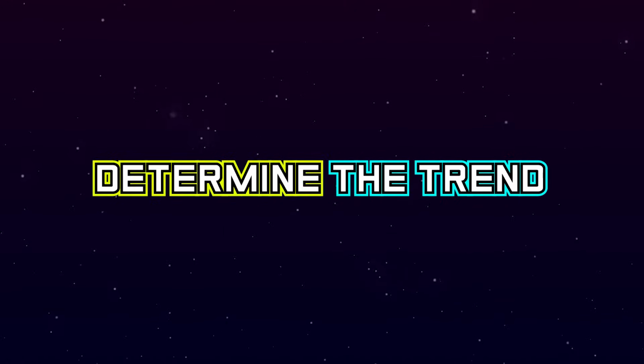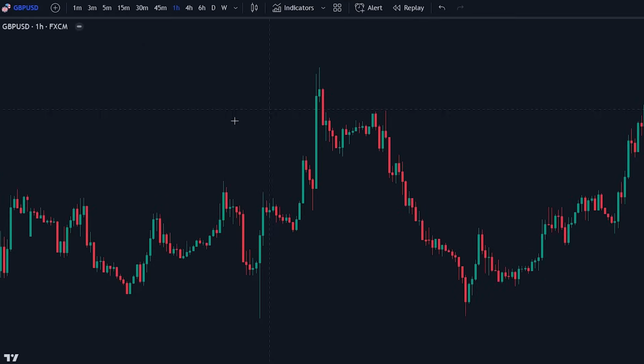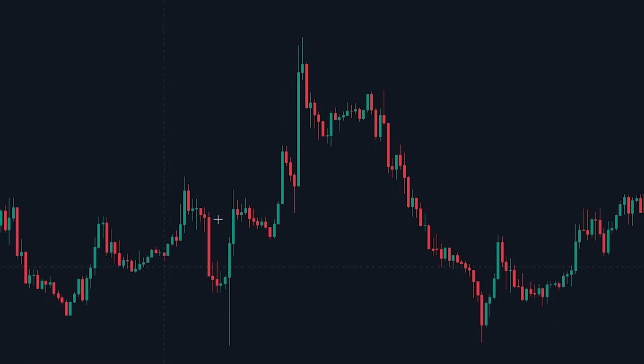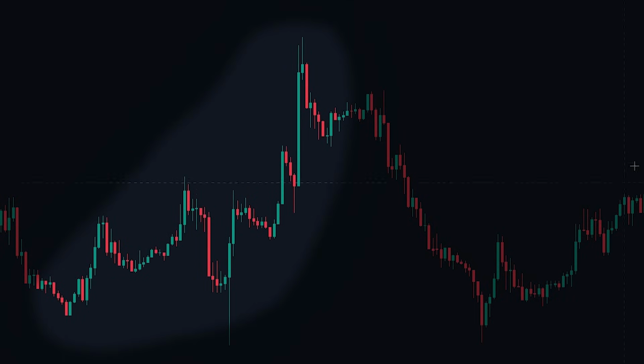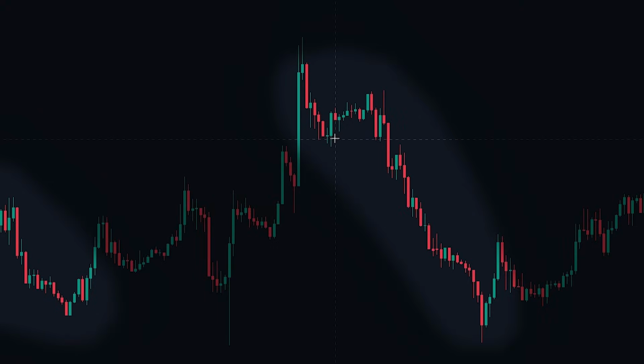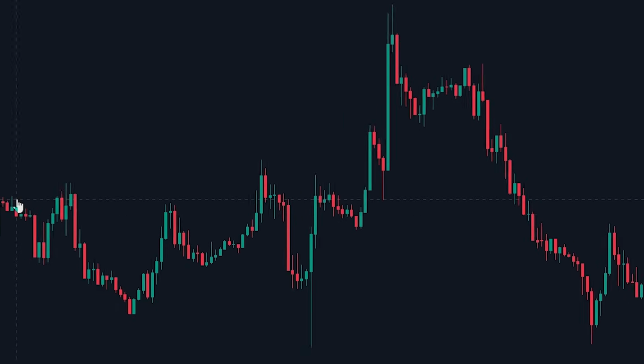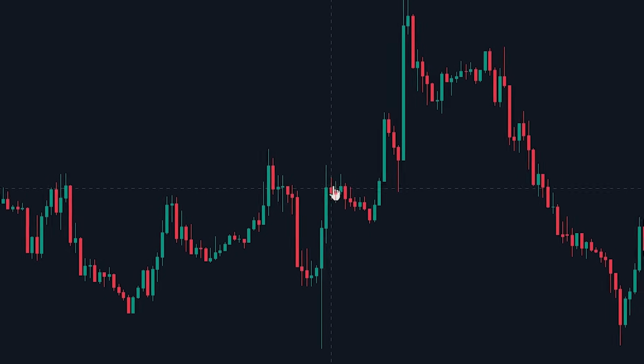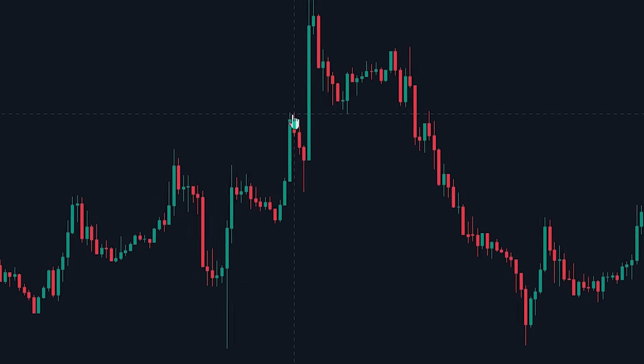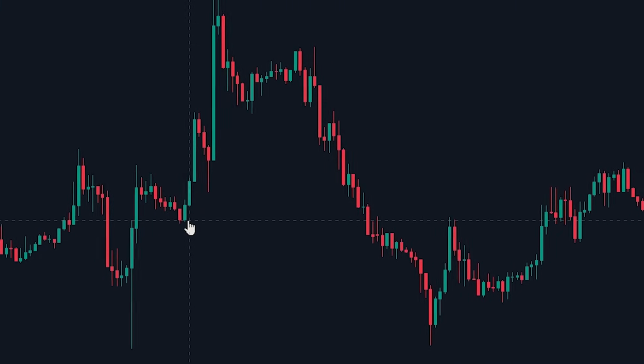One of the most important conditions for entering into a position with most strategies is to first determine the trend. As you can see here with this example, we can see that the price action made multiple moves to the upside. However, we can also see that the price made multiple moves to the downside. If we take a closer look at the price action, we can also see that during these moves there were also candlesticks going in the opposite direction.